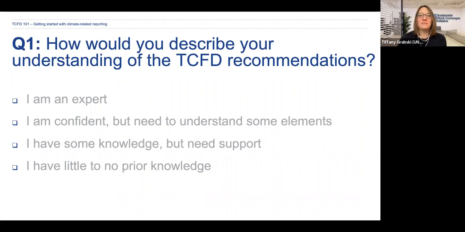Which really just aims to give us a little bit of an overview of where all of you are at in your reporting journey. So there's no wrong answer here. We just want to understand a little bit about where you are all at on this journey. So let us know, are you an expert on TCFD and climate disclosures? Are you confident, but you need to understand a little bit more about certain key elements? Do you have the basic knowledge, but you need further support to continue on your journey? Or do you have little to no prior knowledge?